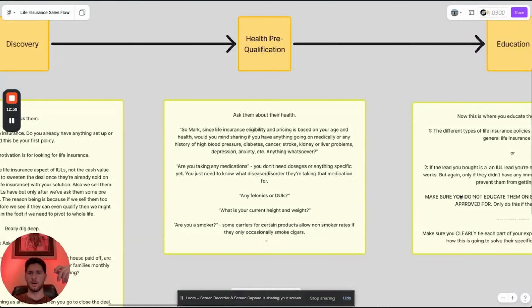So the reason you do this is to make sure that any bases you did not cover when asking about health are covered when you ask them about their medications, because once they share their medications, you're going to know everything that they have going on.